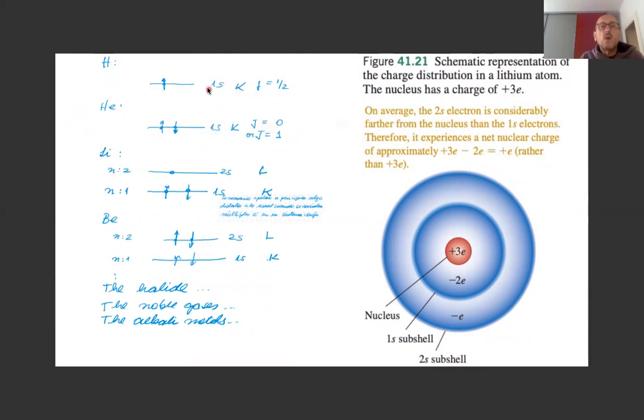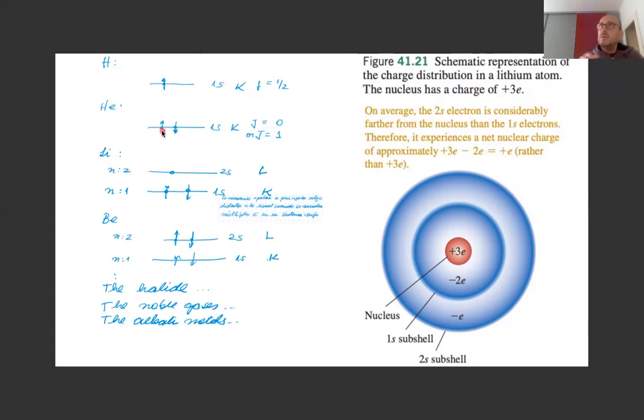The K shell is the 1s shell, and this one will have a J equals 1/2. Then I put down the second electron, and the nucleus also has to increase its charge by 1. In the case of helium, there are 2 protons in the nucleus, so the charge is 2e. And now I have to place the 2 electrons in there, in the same level.